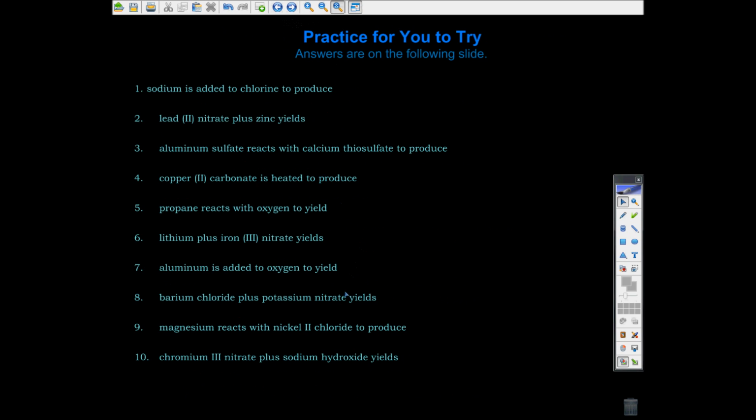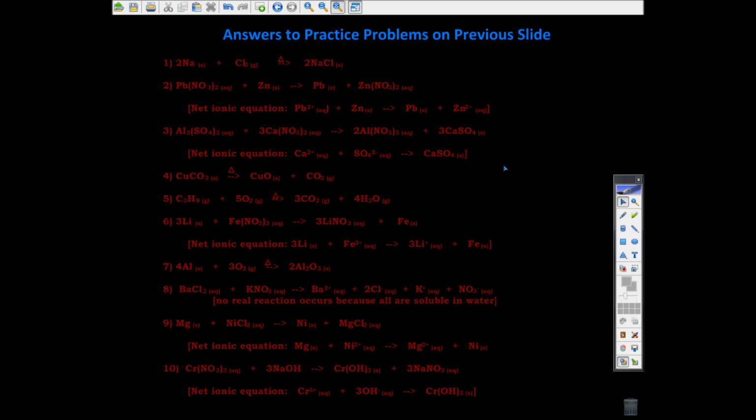So try not to look at the next slide. I'll go until you're finished with this. So you can pause the tape here and try to do these on your own, and then I will put it to the next slide, and then you can see if you got it right or not. So now you can pause the tape. Hopefully you have gotten most all of these correct.